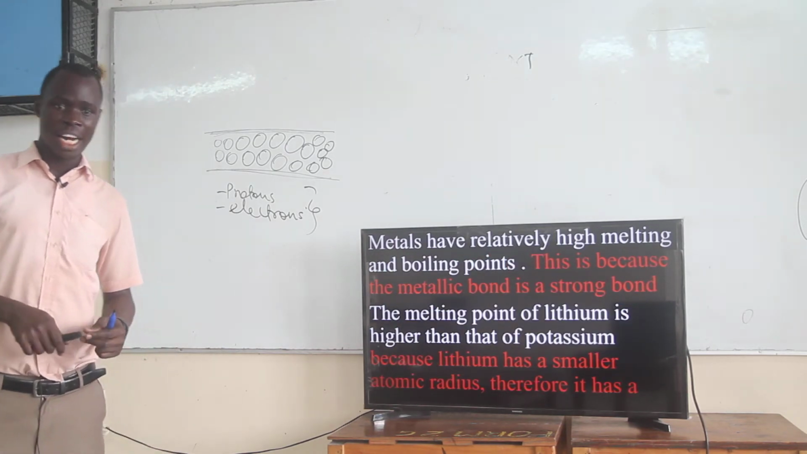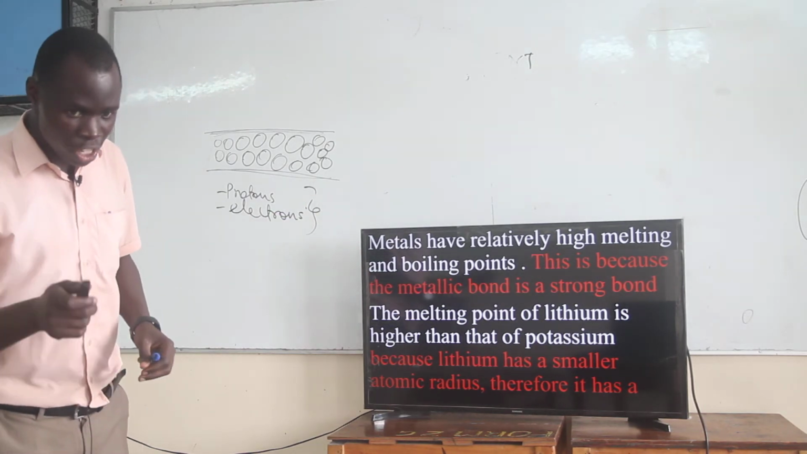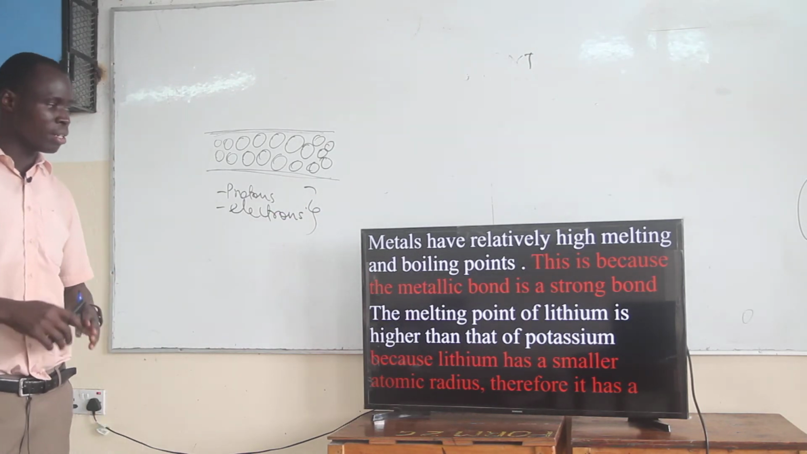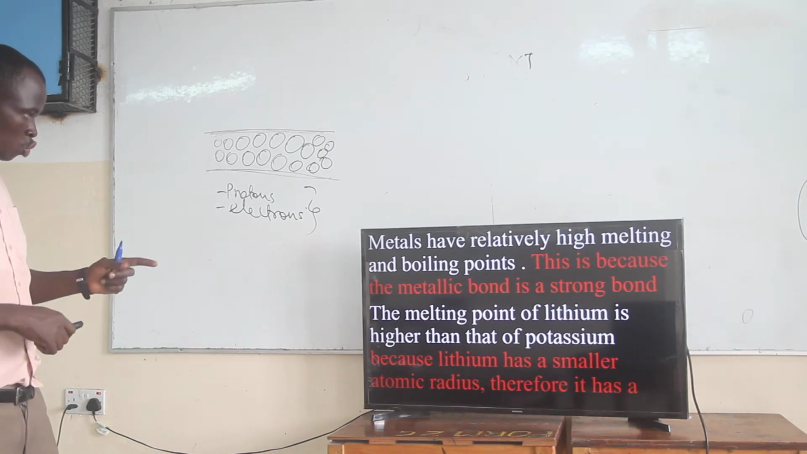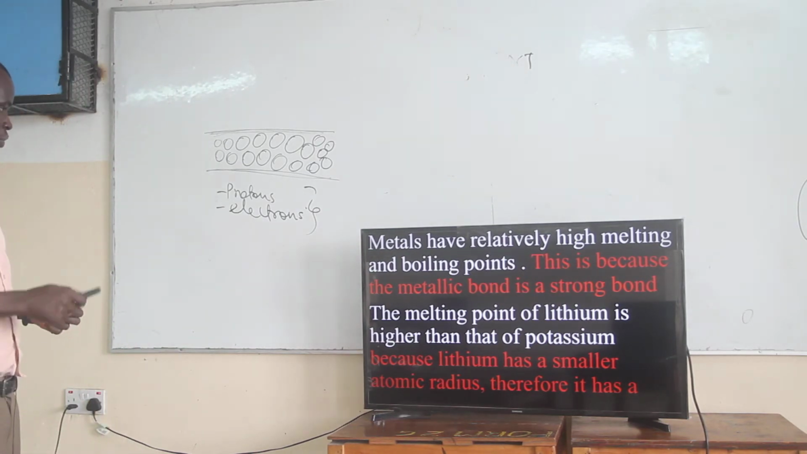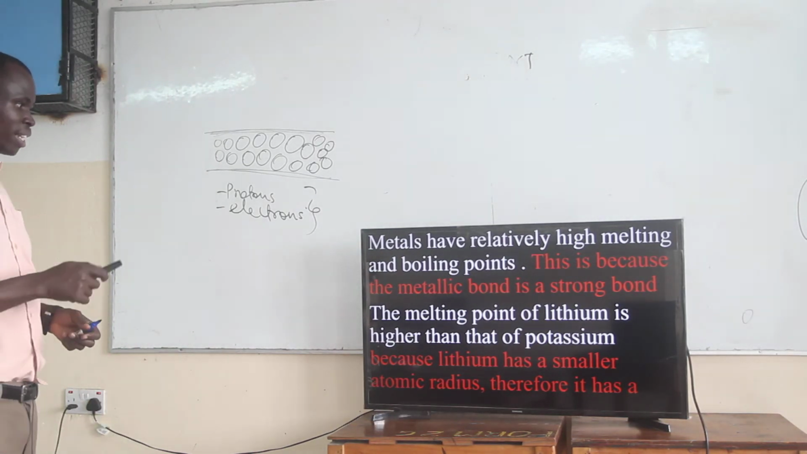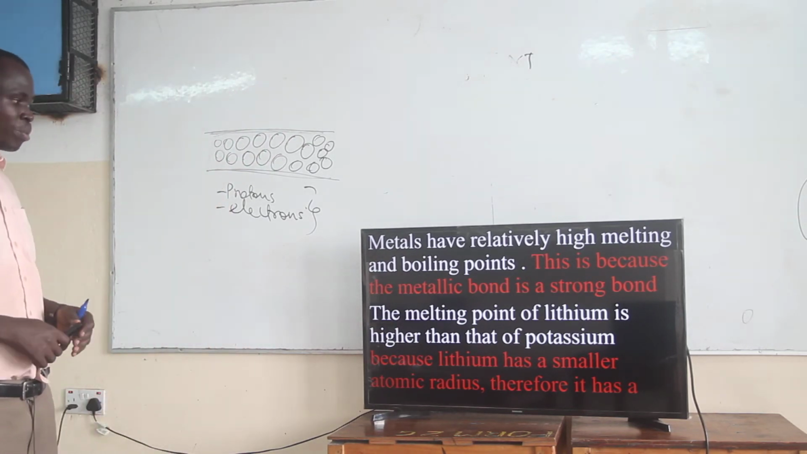Now, metals have relatively high melting and boiling points, as we already saw. This is because of the metallic bond, and the metallic bond is very strong and needs a lot of heat to break. Now, the melting point of lithium is higher than that of potassium. This is because lithium has a smaller atomic radius.